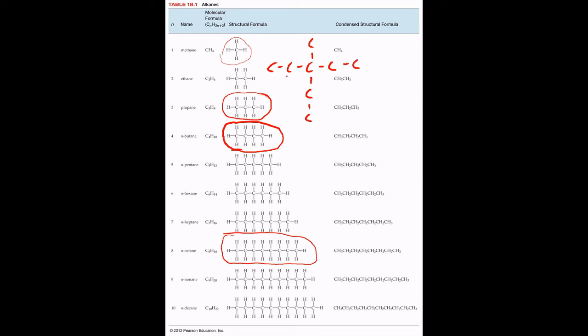We could have something like this, and as long as all the rest of the bonds are filled up with hydrogens, and I'm not going to write in the rest of those, but as long as there's only single bonds between the carbons, this is still an alkane. The only qualification to be an alkane is that there are only single bonds between the carbons. Nothing else matters. As long as it's just single bonds between the carbons, it is an alkane.